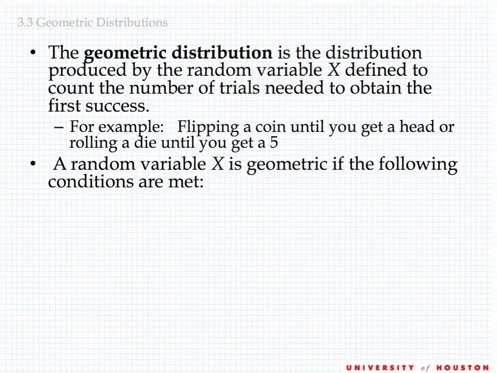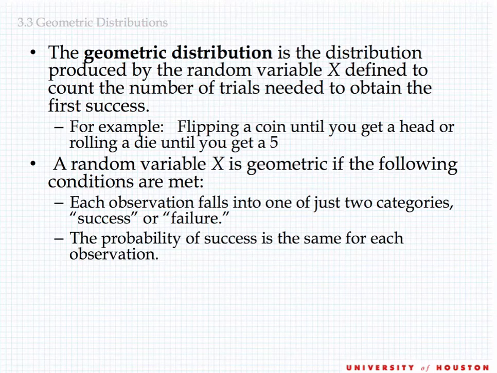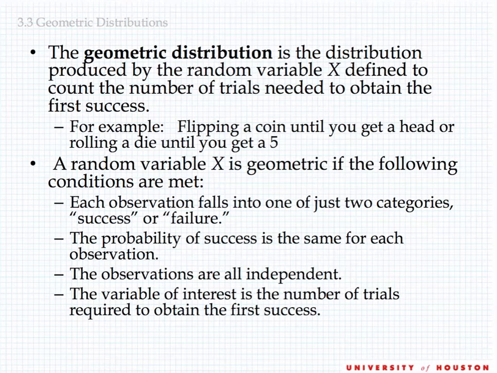A random variable x is geometric if the following conditions are met. Each observation falls into one of two categories, success or failure. The probability of success is the same for each observation. The observations are all independent. The variable of interest is the number of trials required to obtain the first success.